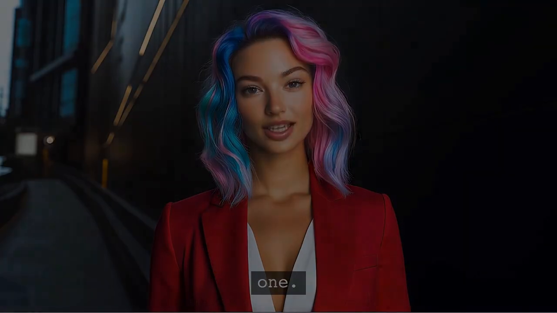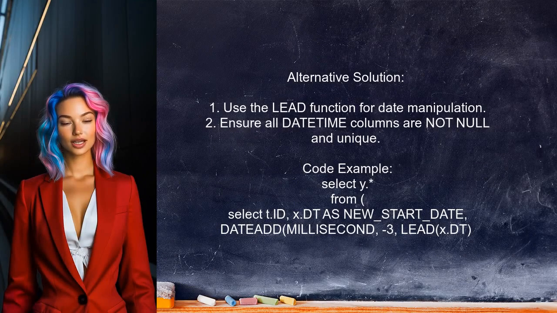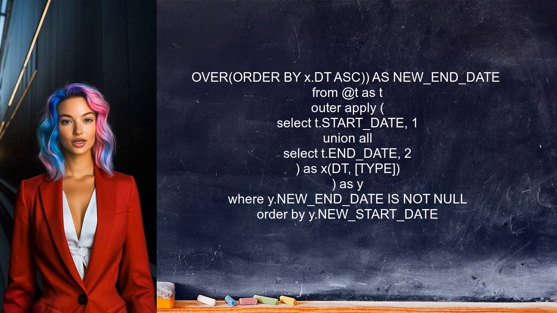Let's explore another one. An alternative solution provided by another user involves using the lead function, which is available in SQL Server 2012 and later. This approach assumes that all datetime columns are mandatory and unique. The user suggests selecting new start and end dates by applying an outer join to the start and end dates, adjusting the end date using the lead function.